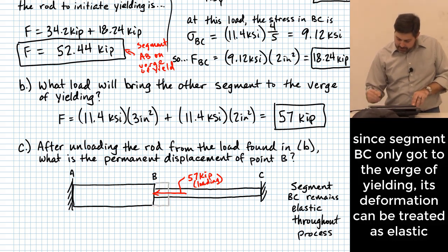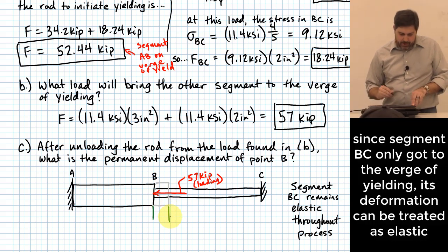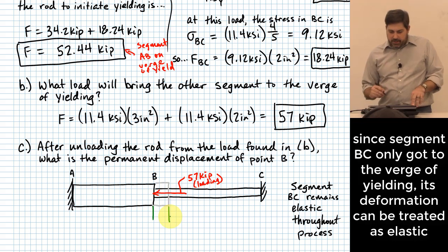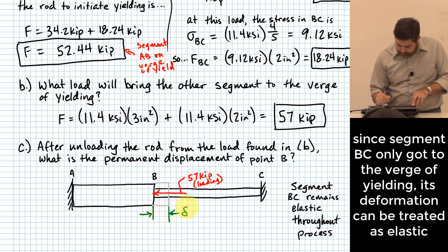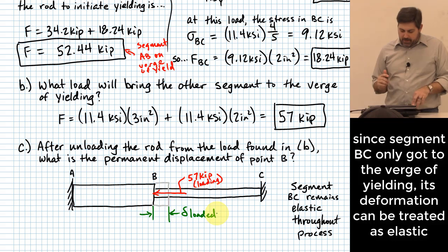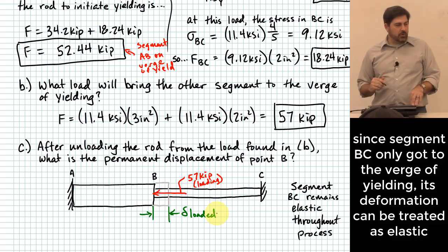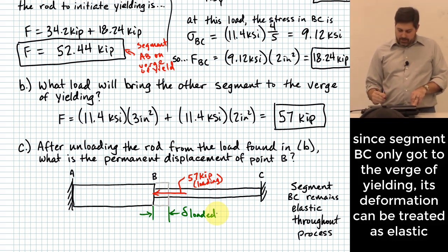And so let me give that dimension there a name. Let me call that dimension right there delta loaded. How about that? Let me ask you this. Actually, before I even sketch anything more on my picture, is there a way that I have to figure out what this amount of movement of point B is going to be under this 57 kips of load?